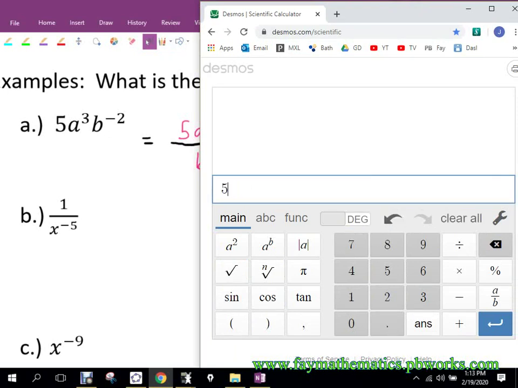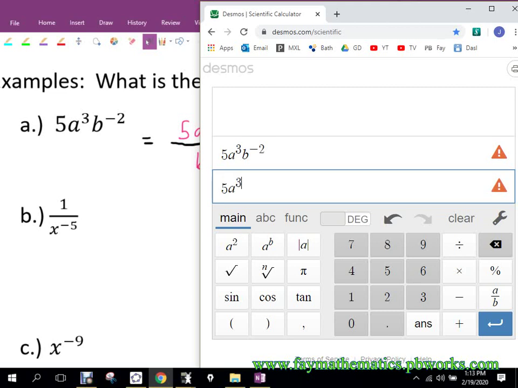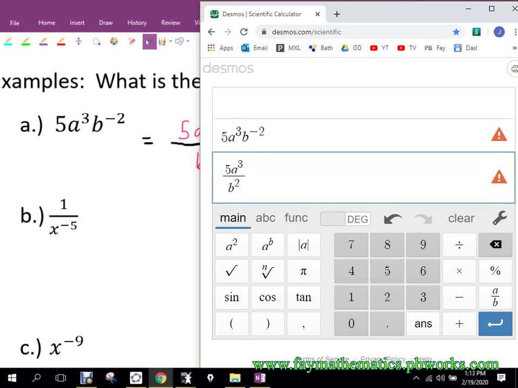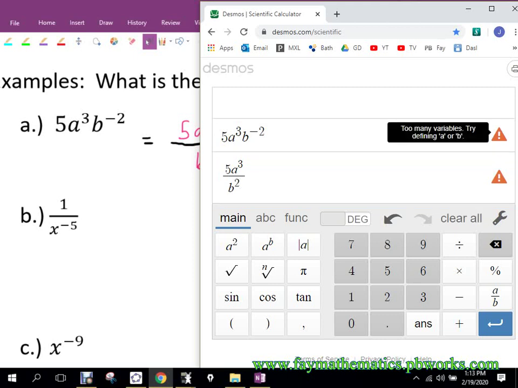I'm going to write 5a cubed b to the negative 2, and I'm going to hit enter. And then I'm going to type in what I thought my answer should be. 5a cubed divided by b squared. Okay? Now, when I put those in, it gives me this warning. It says, we don't know what a and b are. Okay? So what we're going to do is we're going to have to define a and b.